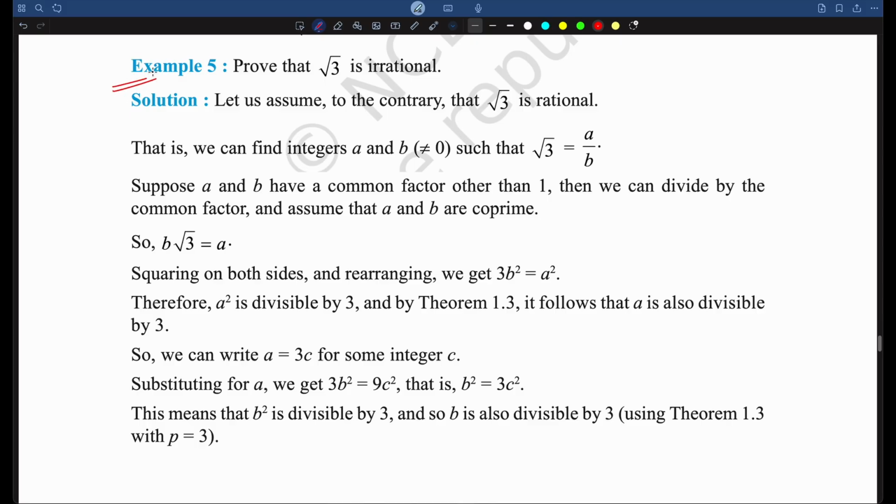Example 5: prove that root 3 is irrational.